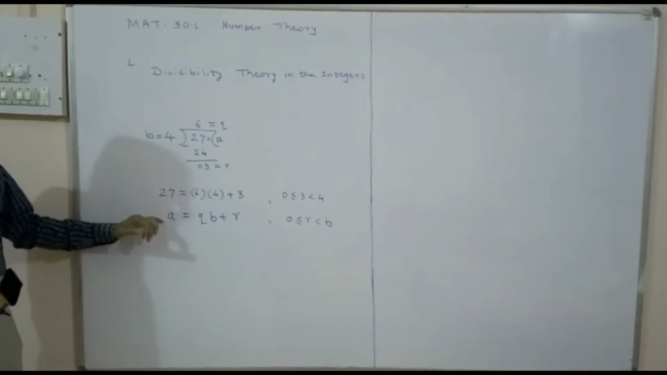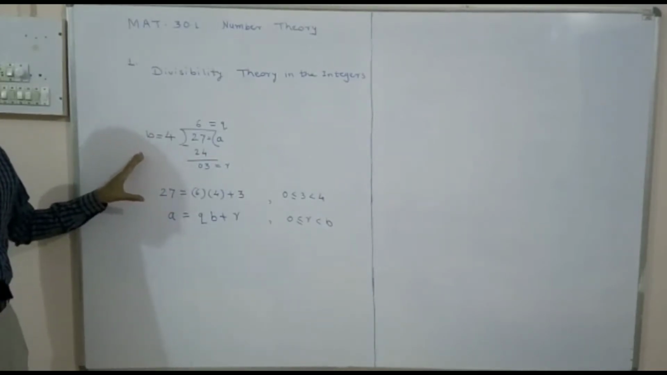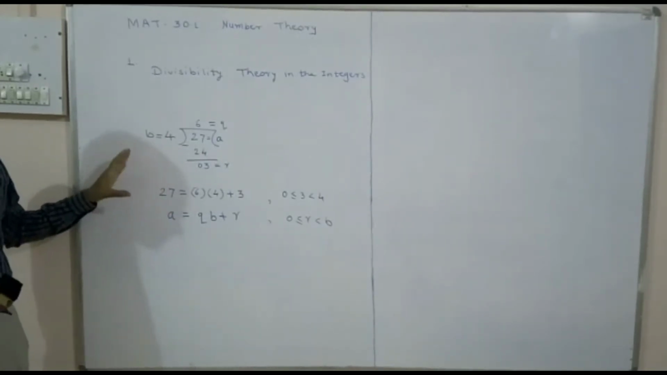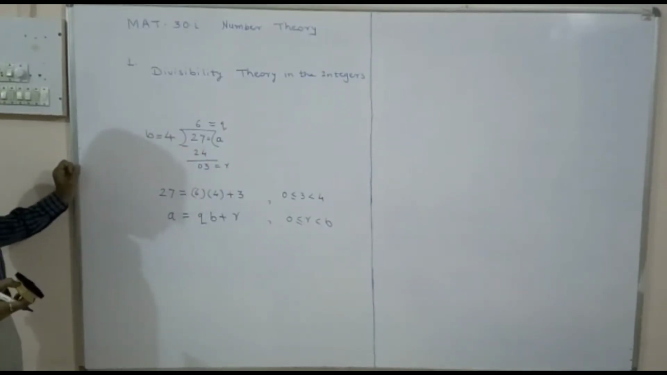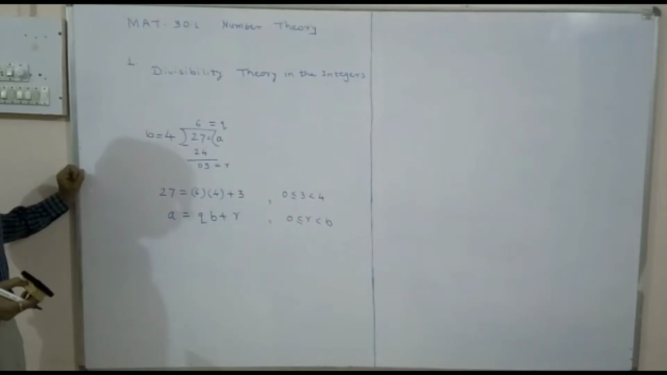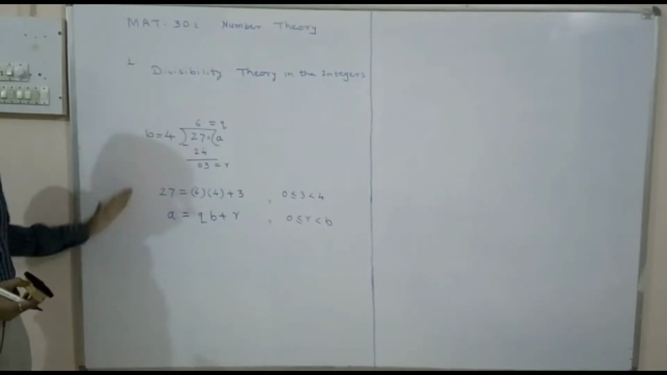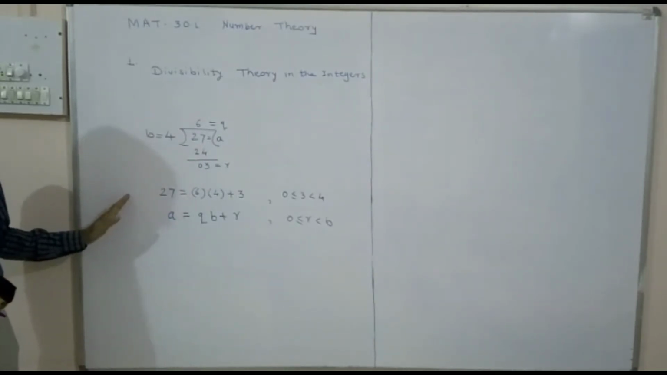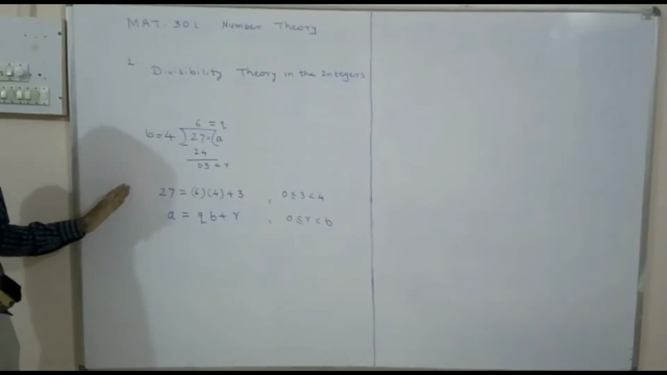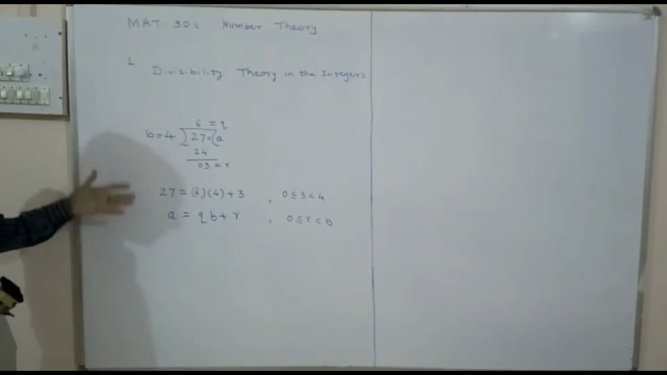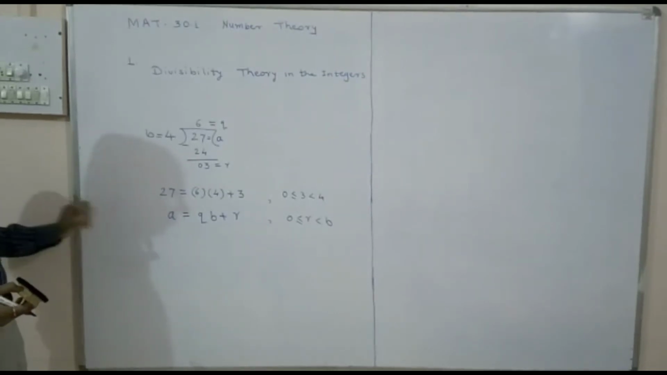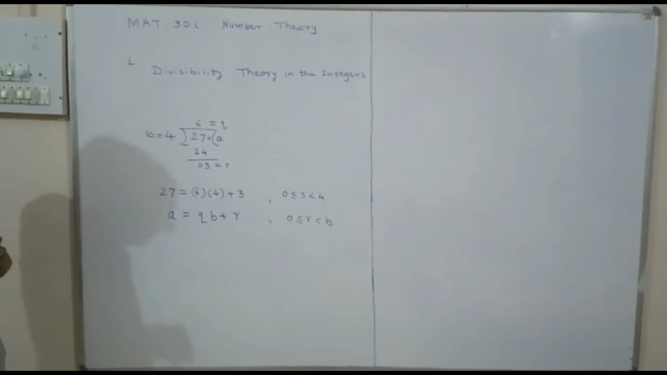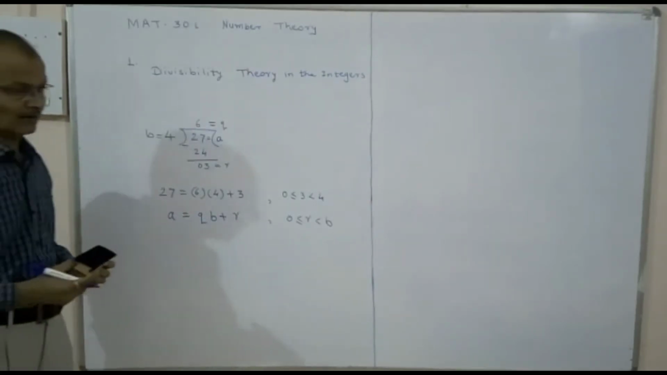So this procedure, which is very simple, we always use to divide one integer by another integer and obtain quotient and remainder. This procedure is called the division algorithm or division process. An algorithm is a systematic, step by step process, and thus this is known as the division algorithm. Now we shall state the division algorithm and we shall prove it.